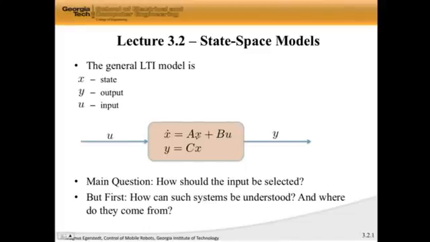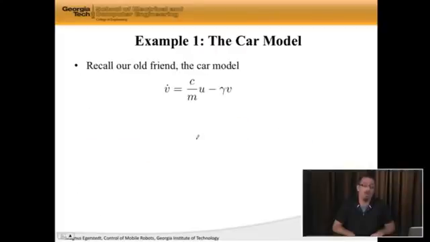But first, we actually need to understand a little bit more about where these systems come from. So let's start with our old friend, the car model. This was the model we used when we built the cruise controller for a car. So what's going on here is that the acceleration of the car, v dot, was c over m times u minus gamma v. So let's put this model on state space form.